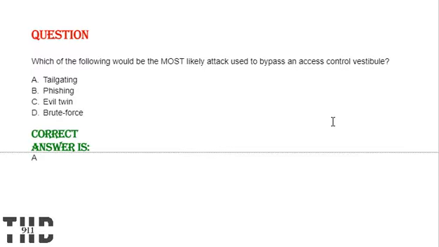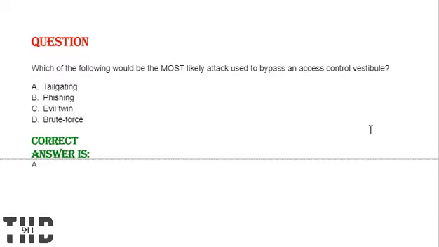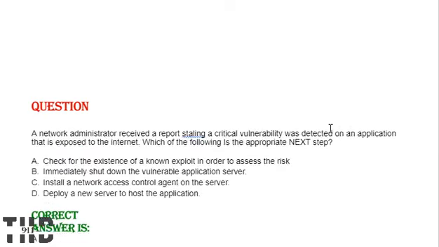Which of the following would be the most likely attack used to bypass an access control vestibule? Option A, tailgating. Option B, phishing. Option C, evil twin. Option D, brute force. The correct answer is option A.